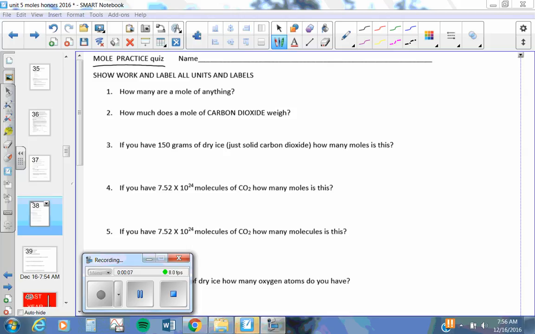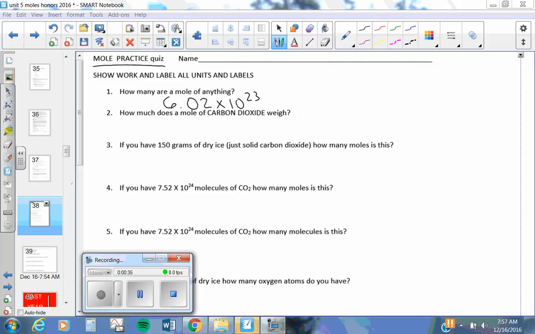So the first question we have here says, how many are in a mole of anything? We're going to use Avogadro's number, and we know that number is 6.02 times 10 to the 23rd. Now remember, we can use that number as a number of anything. We can say it's a number of particles, a number of molecules, or even a number of eggs or pieces of paper.